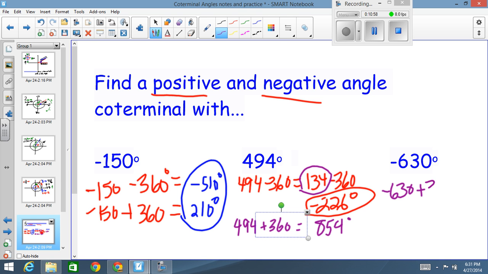So in this next one here, when I subtract 360, I'm left with, what is that? 360 minus 630, that's a negative 270. So there's a negative coterminal angle. And then when I add 360 again, that gets me to positive 90. So those are two different coterminal angles. They share the same terminal side.